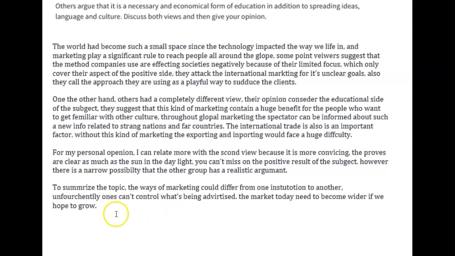Okay. So to summarize the topic, the ways of marketing could differ from one institution to another. Unfortunately, ones can't control what's being advertised. The market today needs to become wider if we hope to grow.